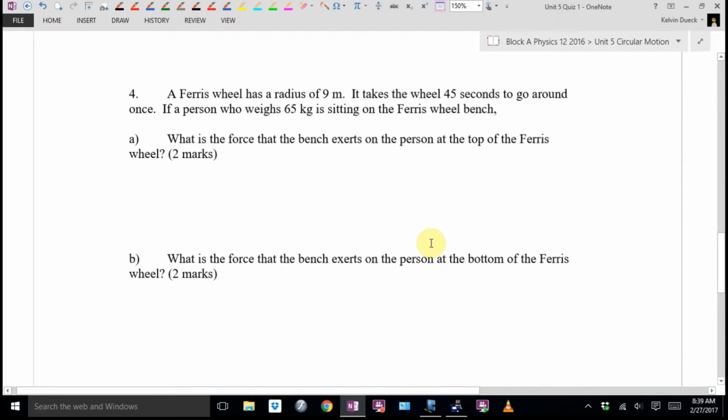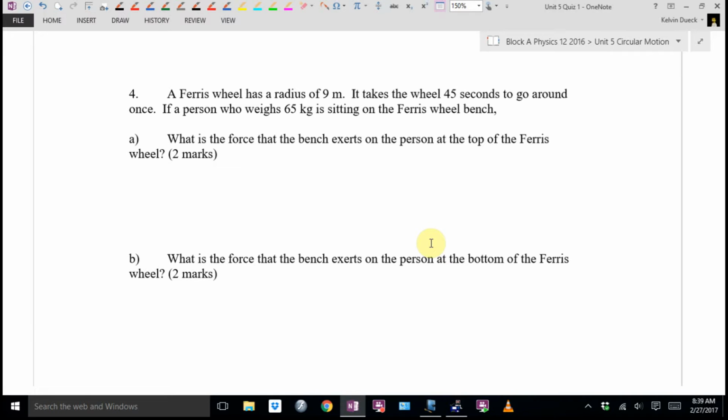Ferris wheel. This is probably going to be a job for a free body diagram. Ferris wheel has a radius of 9 meters. It takes the wheel 45 seconds to go around once. This is a pretty tame Ferris wheel. 45 seconds is a chunk of time. Person who weighs 65 kilograms is sitting on the Ferris wheel bench. What's the force that it exerts?